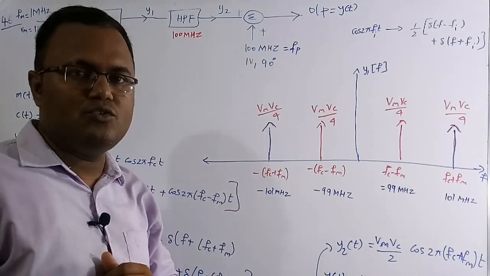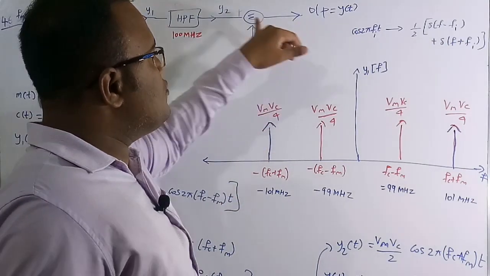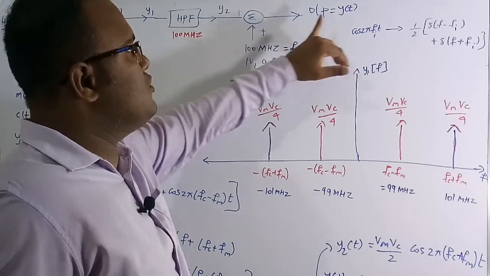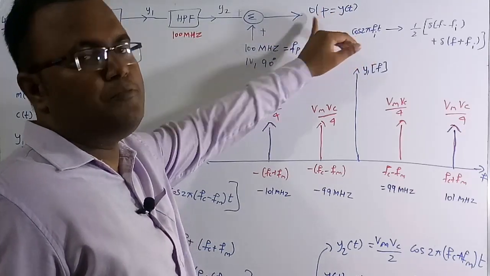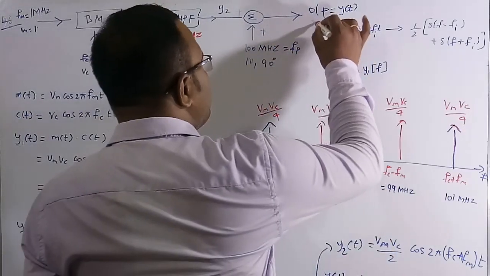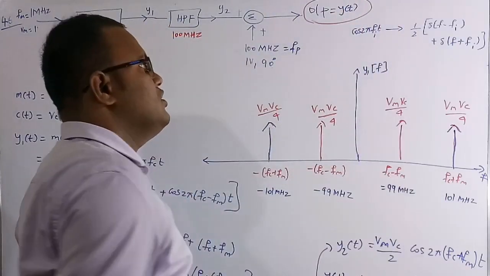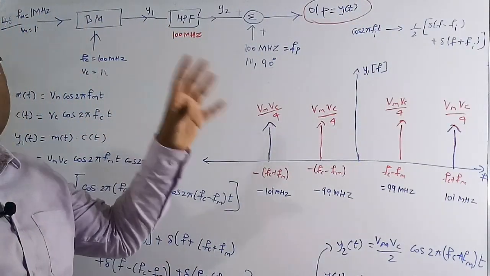That is what they are given in the question. So now if you do the summation of these two signals, we are going to get an output. From this output, we need to find what the envelope of this output is. We need to figure that out. This is the main thing we need to figure out in this question.